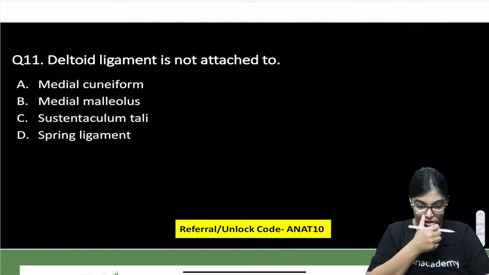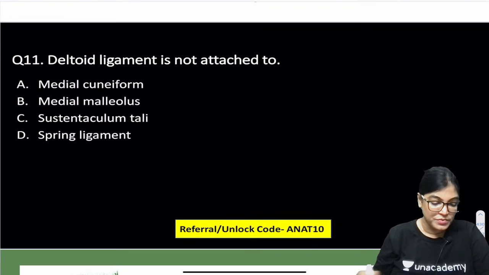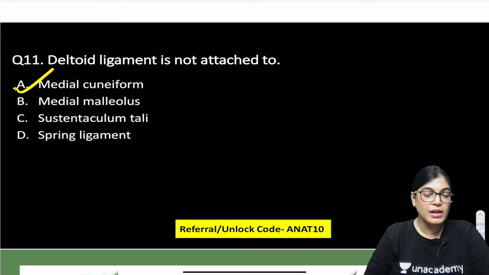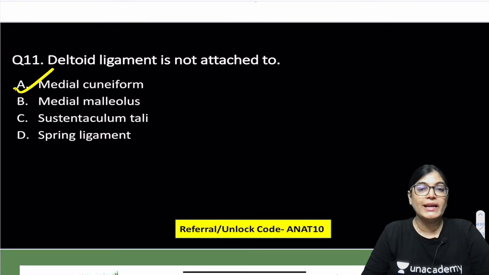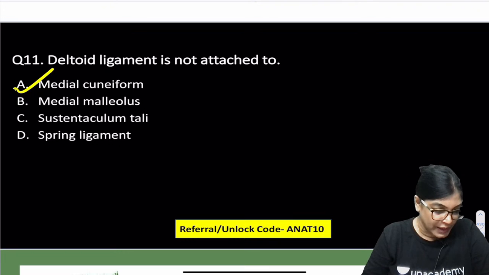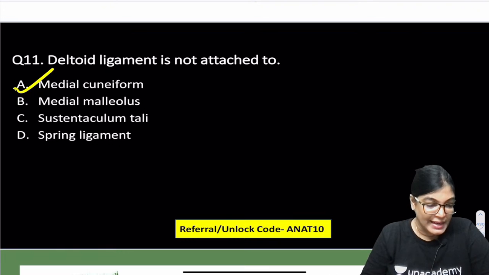So yes, I am getting a mixed bundle of A. Meaning, yes, A is absolutely correct. Deltoid ligament is not attached to which of the following? Medial cuneiform, medial malleolus, sustentaculum tali, or spring ligament. Absolutely right. So A is the correct answer.